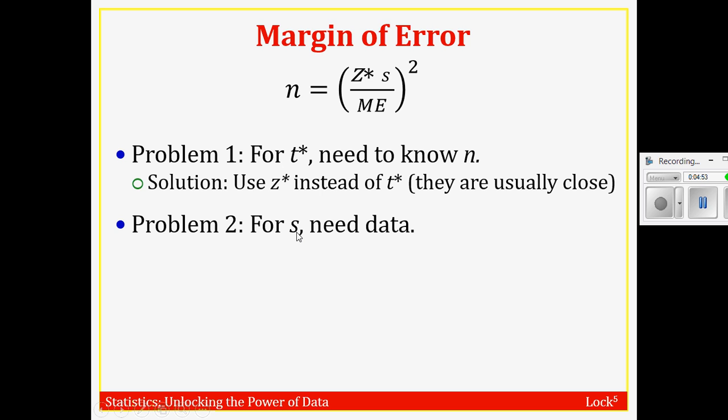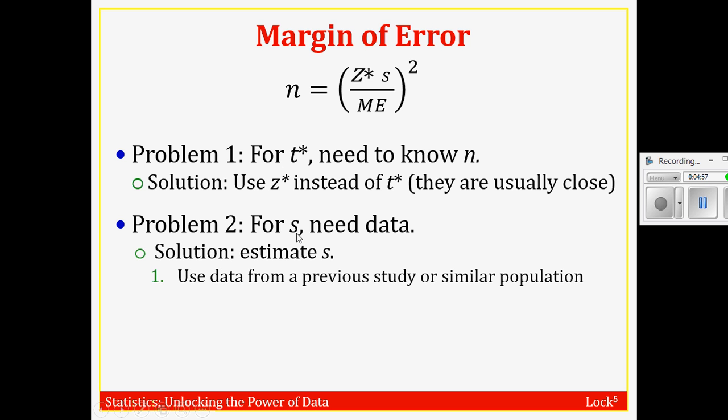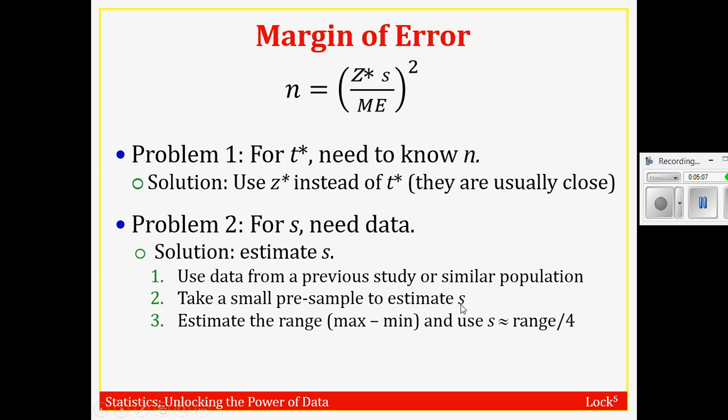We also need to know s. Well, we could estimate s either from a previous study or a similar population. We could take a small pre-sample to estimate what s is, or we could do the max minus the min, which is our range, and divide that by 4, and that will give us an approximation of s. If none of that really works, then we can make a reasonable guess.